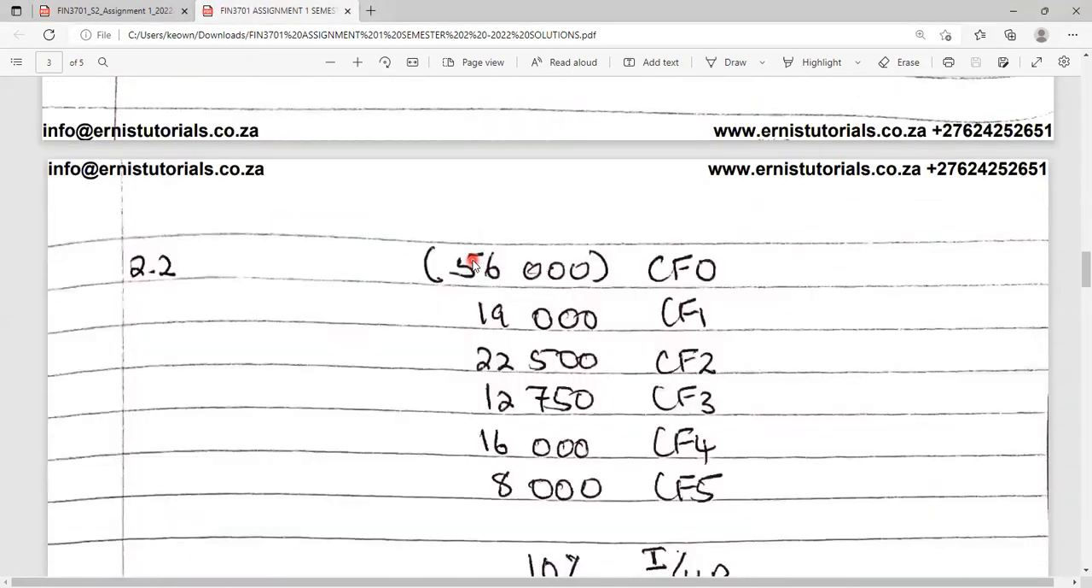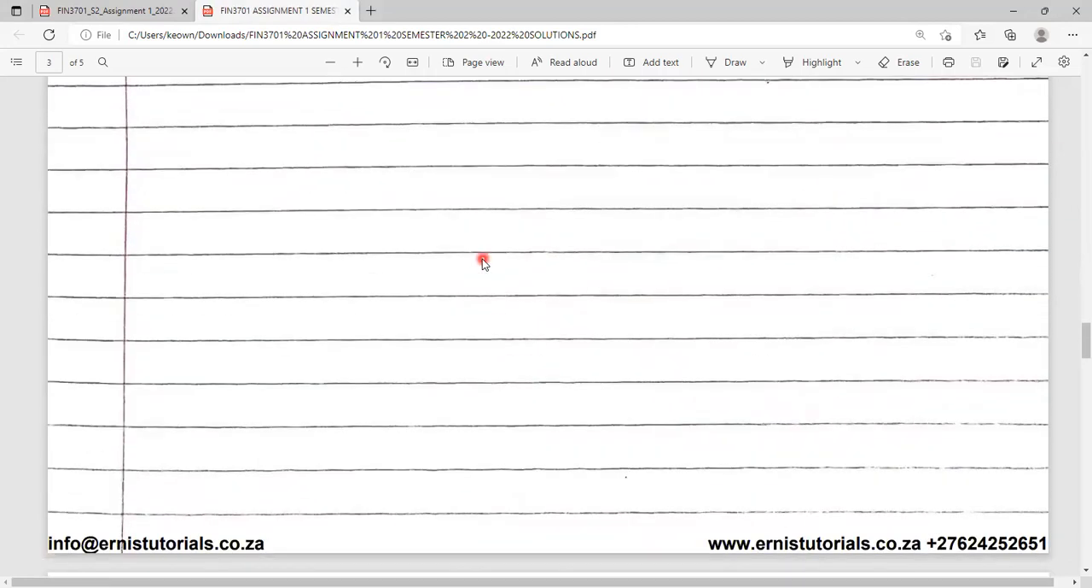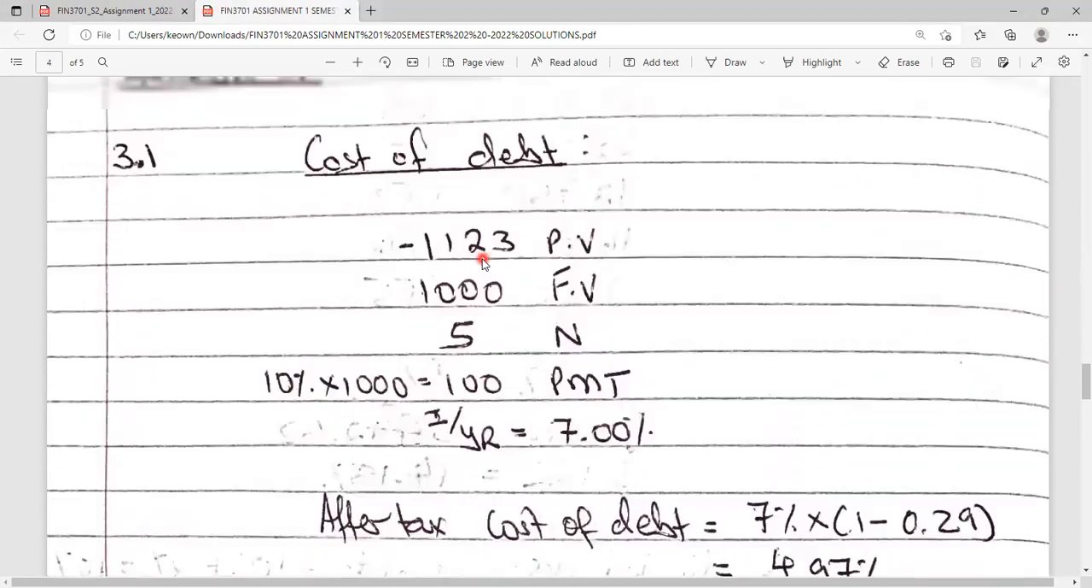So the cost of debt, we can use our financial calculator. And there are important things to note here when you're using your financial calculator. I am going to go to the financial calculator to show you how to do this one. But just some important things to note: remember the cost of debt that we are concerned with is the after-tax cost of debt.